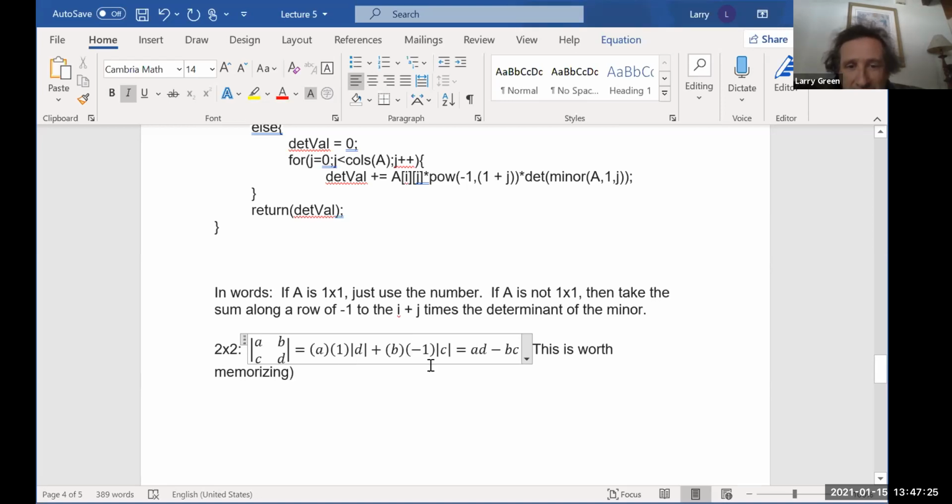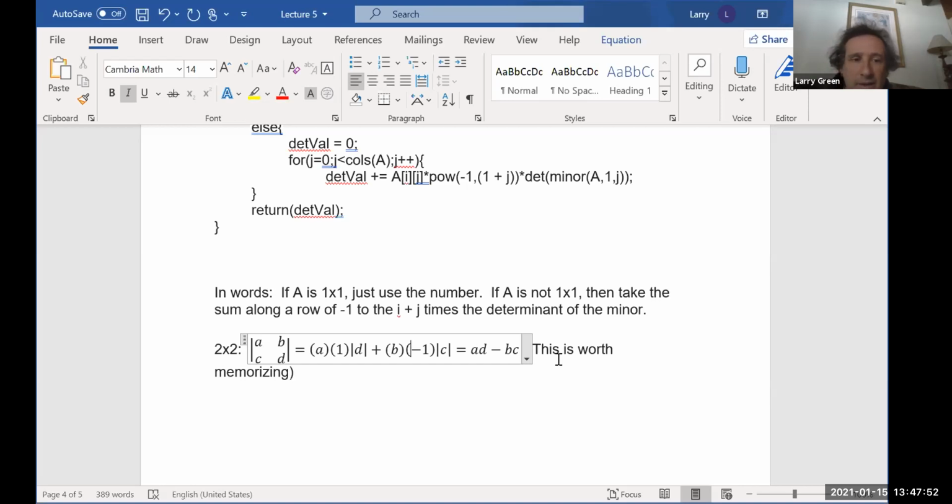A times 1 times D is AD. And B times -1 times C is minus BC. So what we get is that for the general 2 by 2 matrix, its determinant is AD minus BC. Anyone lost on that argument?